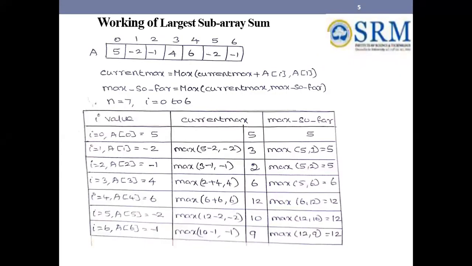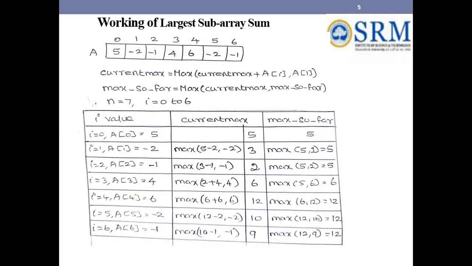Next, we will see how it works. This is the working of largest subarray sum. This is a naive approach, a brute force approach. How does it work? Take the array A. There are n elements, index from 0 to 6. And there are 2 formulas.